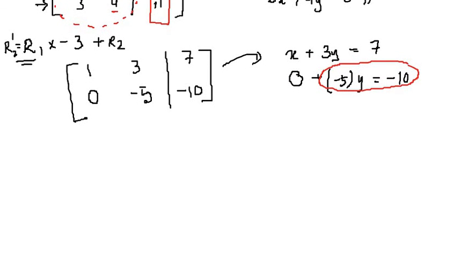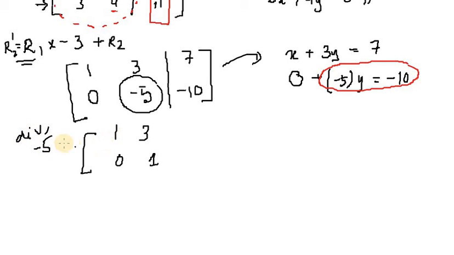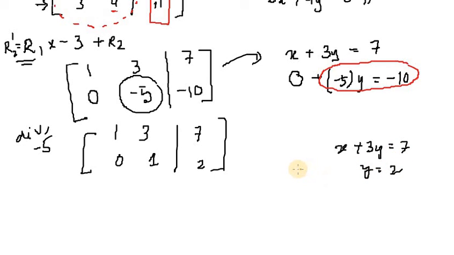Step by step, you change your elements with row operations such that they become 0. For example, now what should be my strategy? Say I divide this by -5 to make this term equal to 1, right? So the next step is that my matrix becomes 1, 3, 0, 1, and my augmented matrix becomes 7 and 2, right? This equation is also clear. Here I already have x plus 3y equal to 7, and y is equal to 2. That is already there, right?